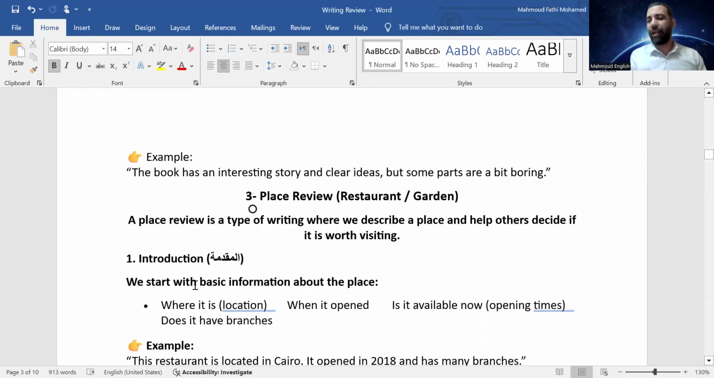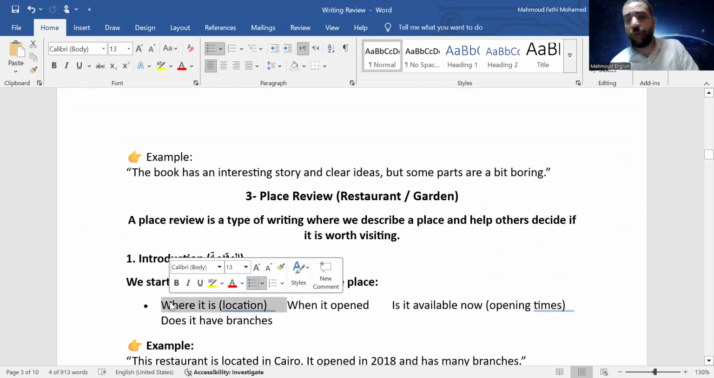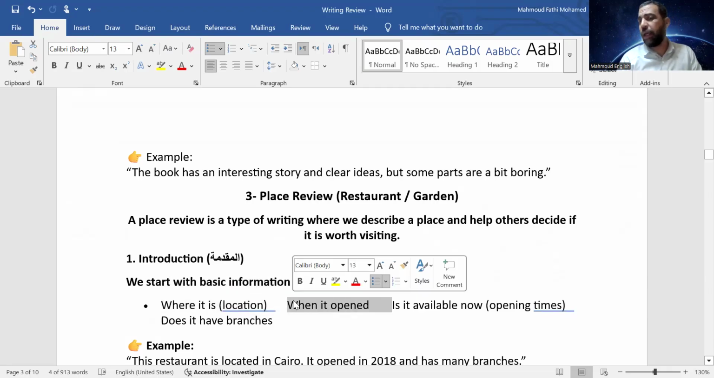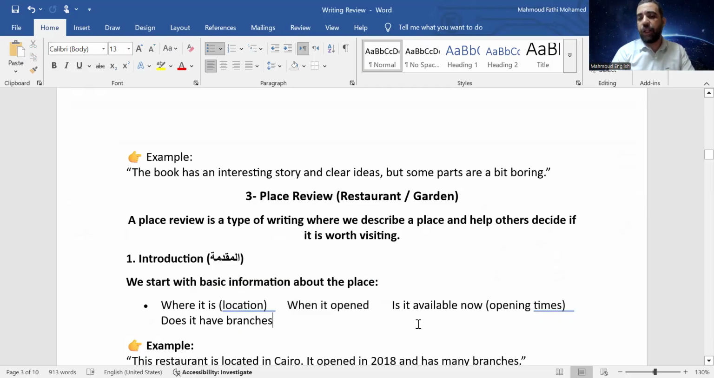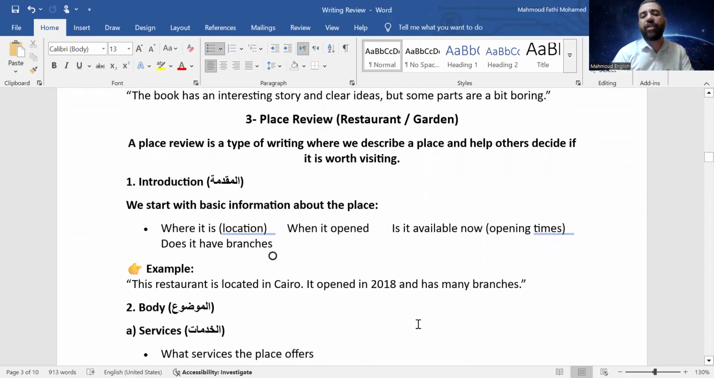Okay, so you start with the heading, as we know, the catchy heading, and then the introduction. In the introduction you will tell me where the location is, where the school or the restaurant is, and when it opened. For example, if it is a fast food restaurant, you tell me when it opened in Egypt. Is it available now, or does it close and open at certain times, meaning the opening times. And does it have branches? How many branches does it have in Egypt? Of course, out of your information you can write about this one. Yeah, for example, this restaurant is located in Cairo. It opened in 2018 and has many branches, for example.